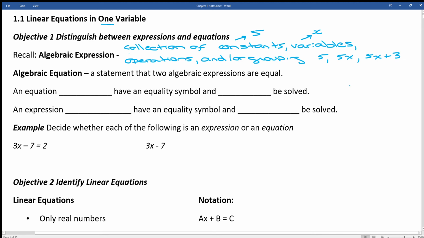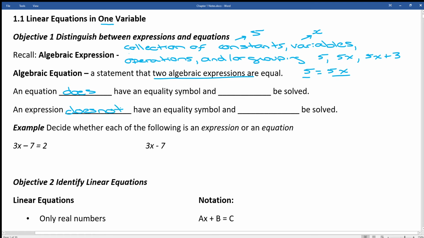So an algebraic equation is a statement that two algebraic expressions are equal. So in other words, if I want to change these expressions into an equation, I could say 5 equals 5x. So it's one expression equal to another. So the key difference is that an equation does have an equality symbol, whereas an expression does not.